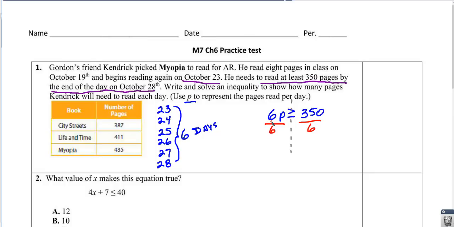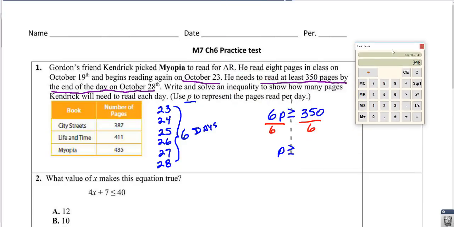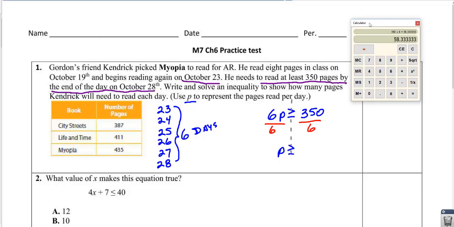So we know that 6 P's, 6 pages a day, or 6 days of pages, needs to be greater than or equal to 350. So if we want to know how much per day, we divide by that coefficient, and we find out that P has to be greater than or equal to, let's bust out our calculator, 350 divided by 6, 58.3 repeating.